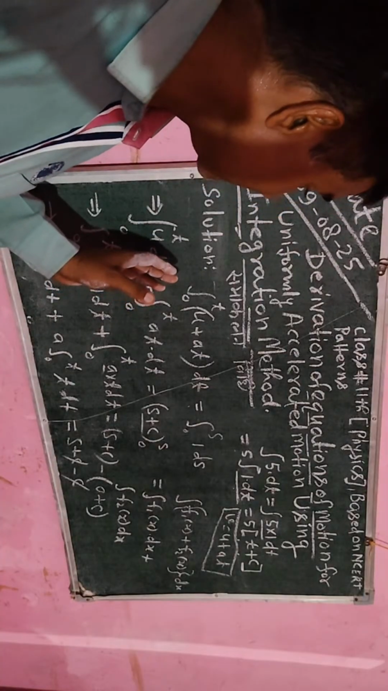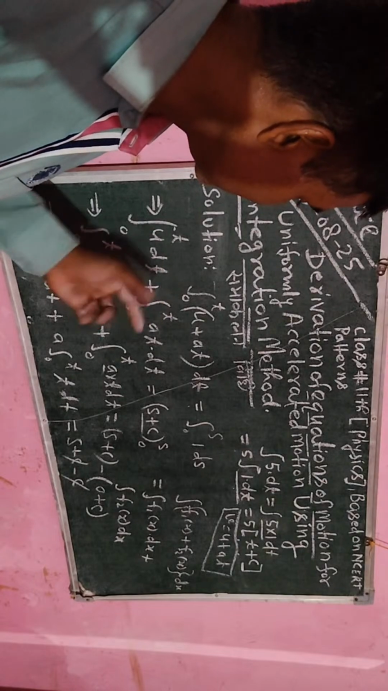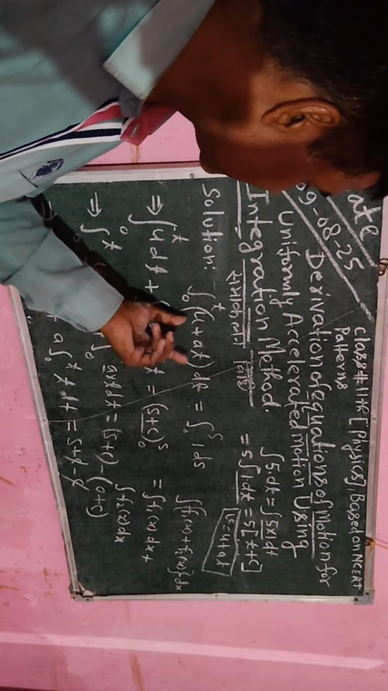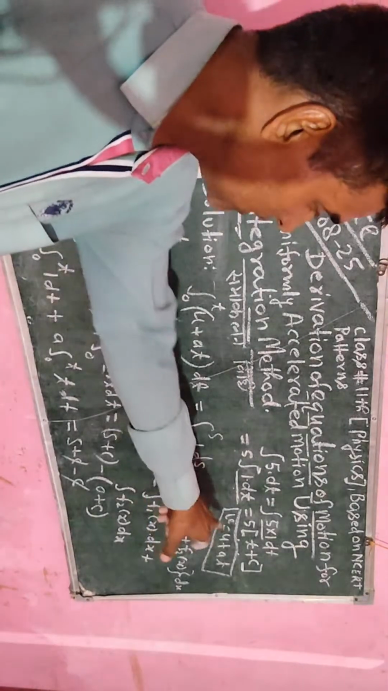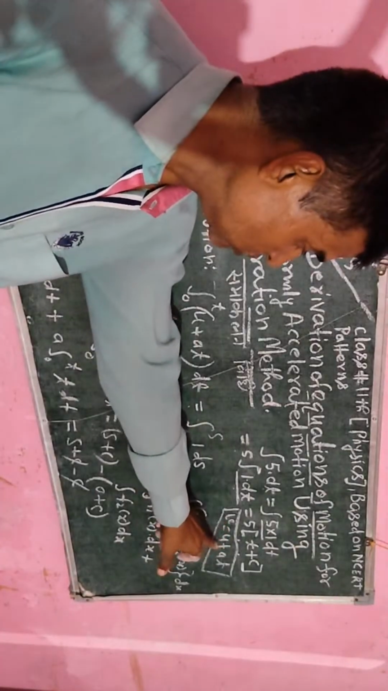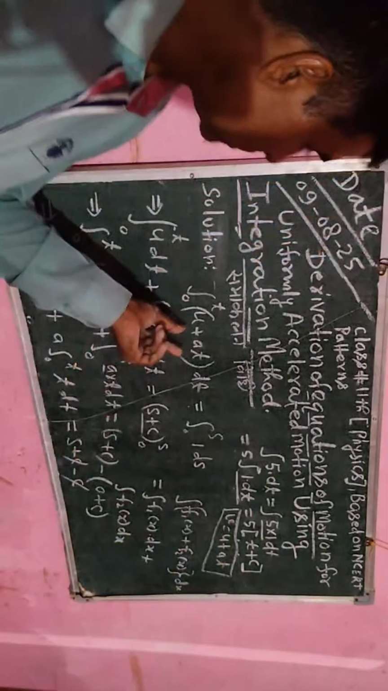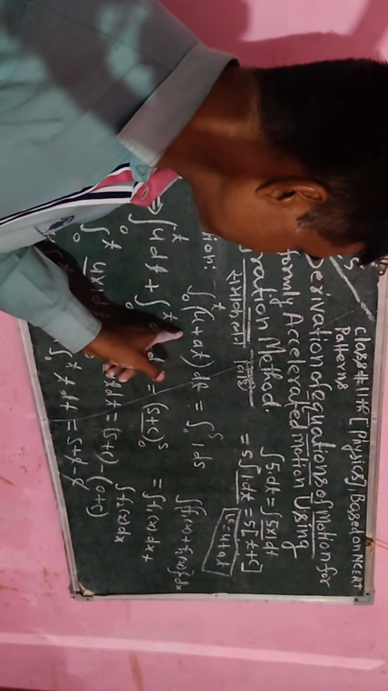I hope that students who are reading in Hindi medium, and those in English medium, are also understanding the information in detail. Here, on the left hand side, I have written u plus at in the place of v. I know that the first equation of motion is v equals u plus at. So that value I have written, u plus at, here in the place of v.